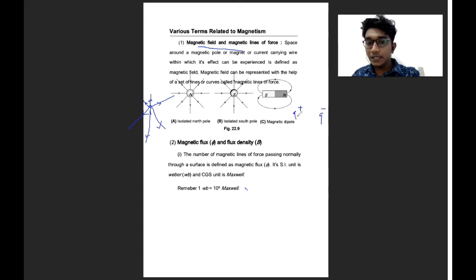Suppose there is a dipole, plus Q and minus Q. We have discussed this, right? In a similar way, look at this. Here two poles are there, South Pole and North Pole. The lines will start from the North Pole and end at the South Pole. This is how we represent magnetic lines of force.